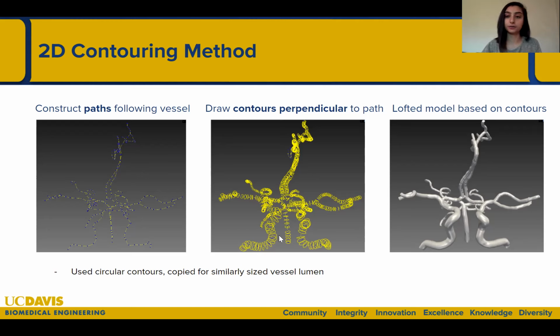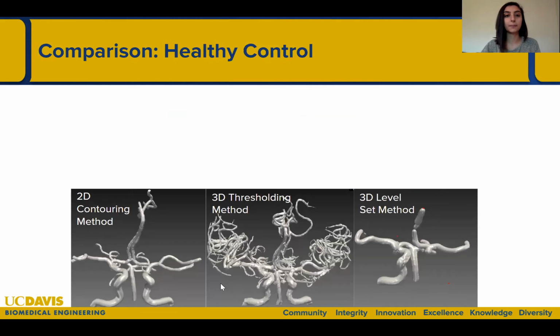We use circular contours for our contouring method. This allowed us to automate the process a little bit. We were able to copy paste 2D contours between slices that had similarly sized vessel lumens. This sped up the process and made it much more automatic.